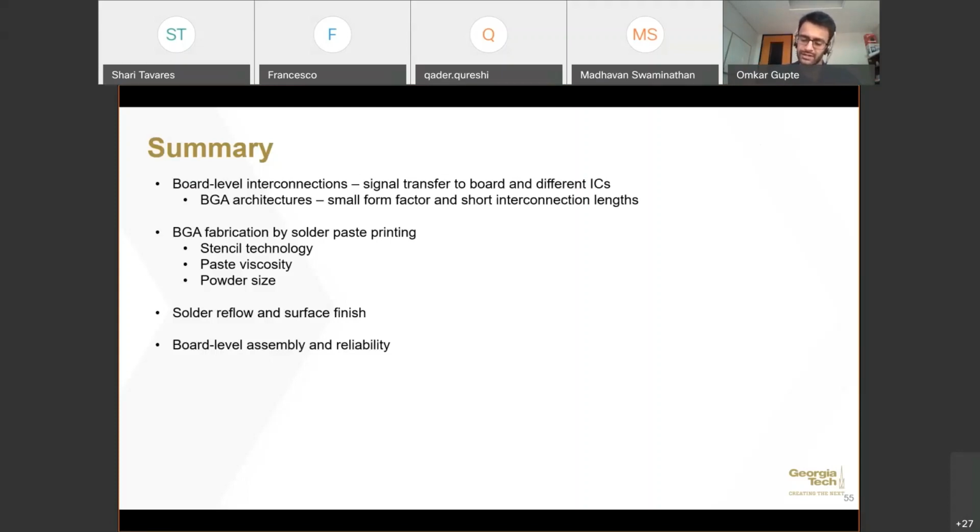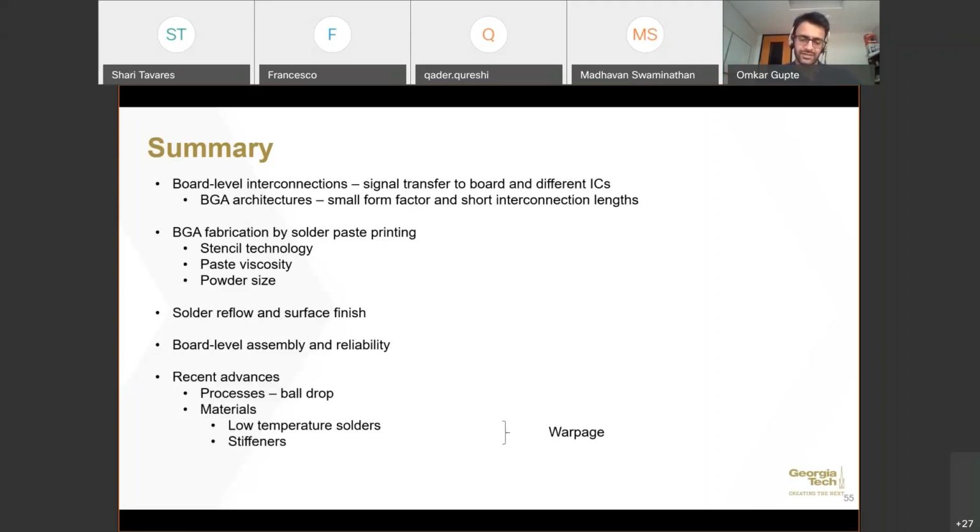What are the different failure mechanisms that can occur? And for different applications, what are the accelerated reliability tests that we should look at? Last was we looked at some of the recent advances in processes, how the ball drop process can overcome the challenges of the solder paste printing process.